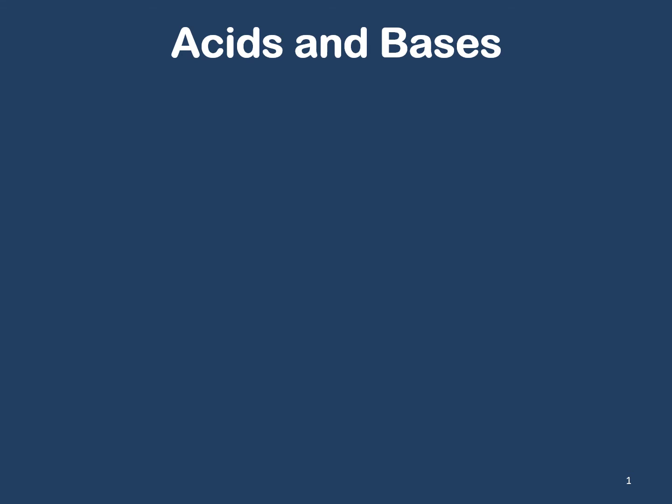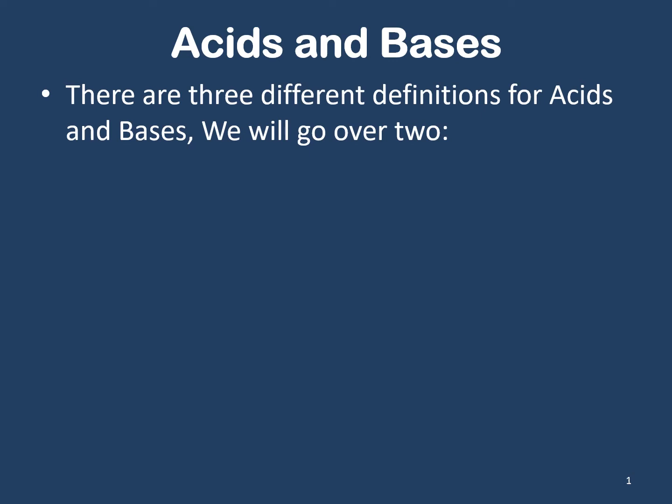Hello Chem 1A, this is Chapter 3, Lecture Video 5, and we're going to be discussing acids and bases, particularly the definitions of them, what they are, and how to name them. Specifically, acids is what we're primarily going to focus on here. There are actually three different definitions for what is an acid or a base, and we're only going to go over two. If you have to take Chem 1B, you'll learn the third one there.